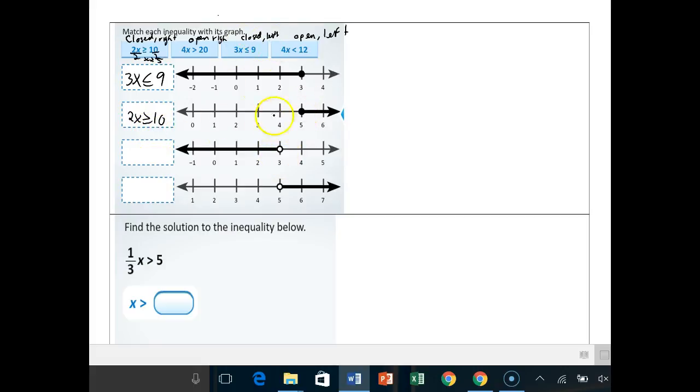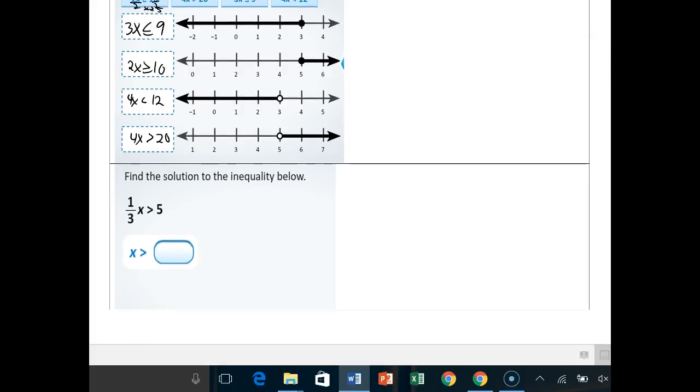So I'm looking for an open circle to the left. That's 4x less than 12. And then obviously open circle to the right, that's 4x greater than 20, right? That one, you might want to write out on a post-it note, like, okay, what are the graphs I'm looking for?